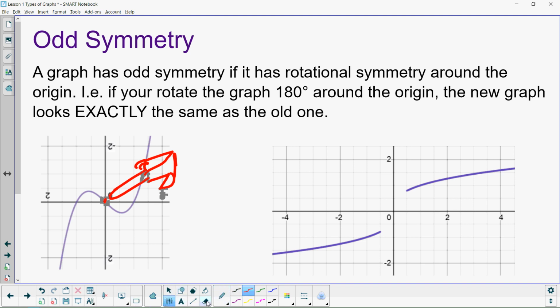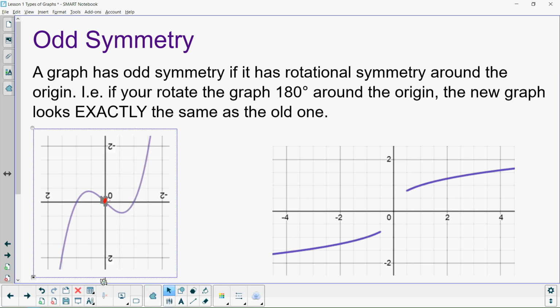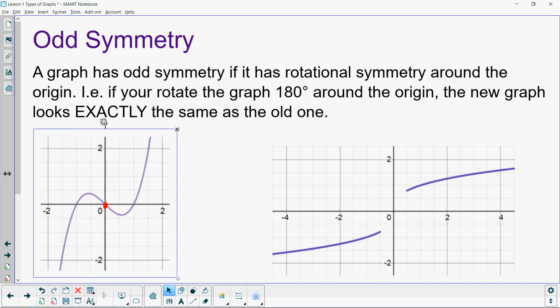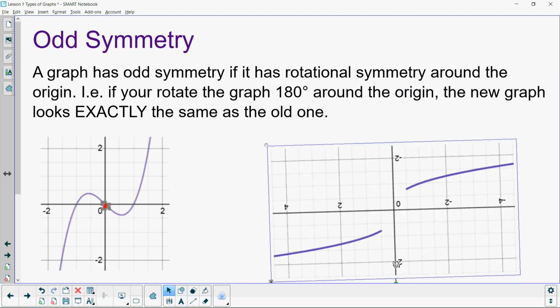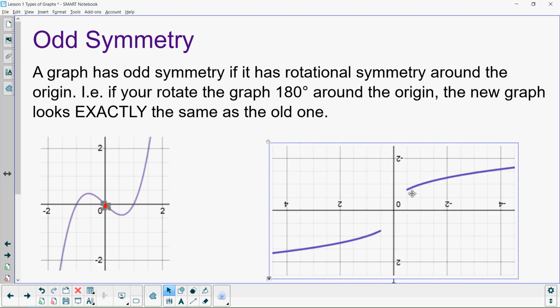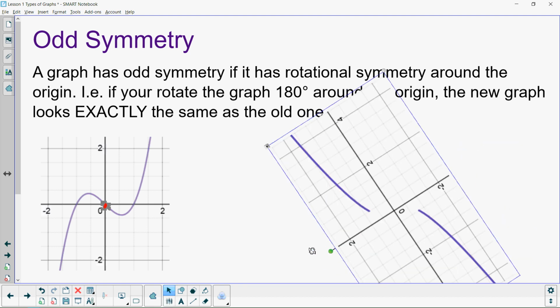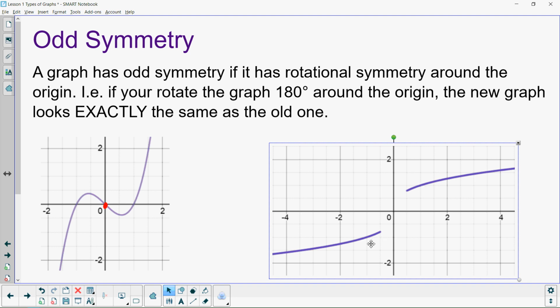If you flip this thing 180 degrees, it should look exactly the same, is the point. You do not need to have it be continuous. If we take this graph, flip it 180 degrees, it still looks exactly the same. It still has the same points. Oh, look, there's 1, 1 right there. There's -1, -1. If I flip this thing over, 1, 1, -1, -1, still the exact same graph. So odd symmetry just means that we can spin it around the origin and have the graph look the same.